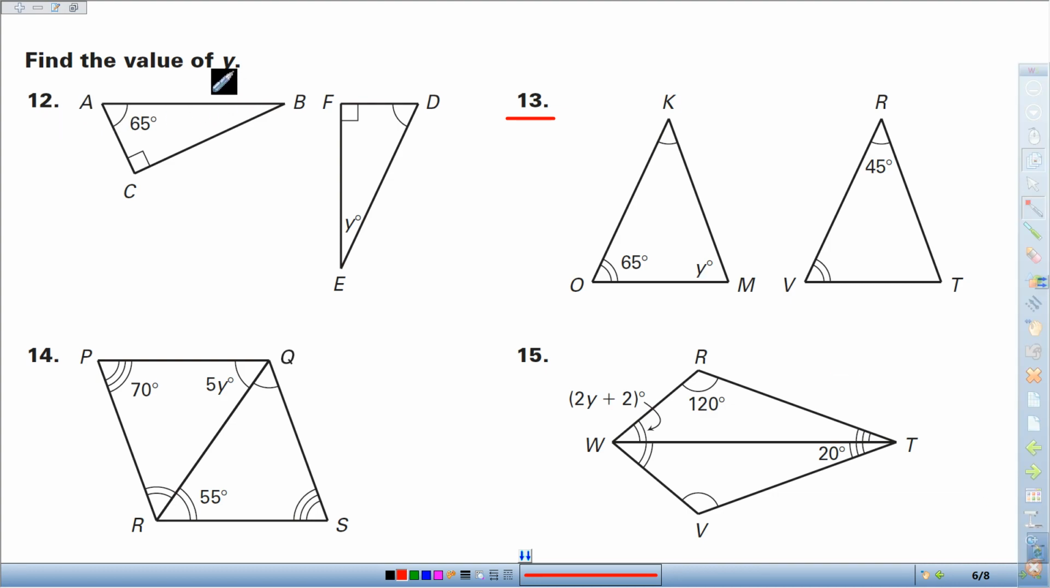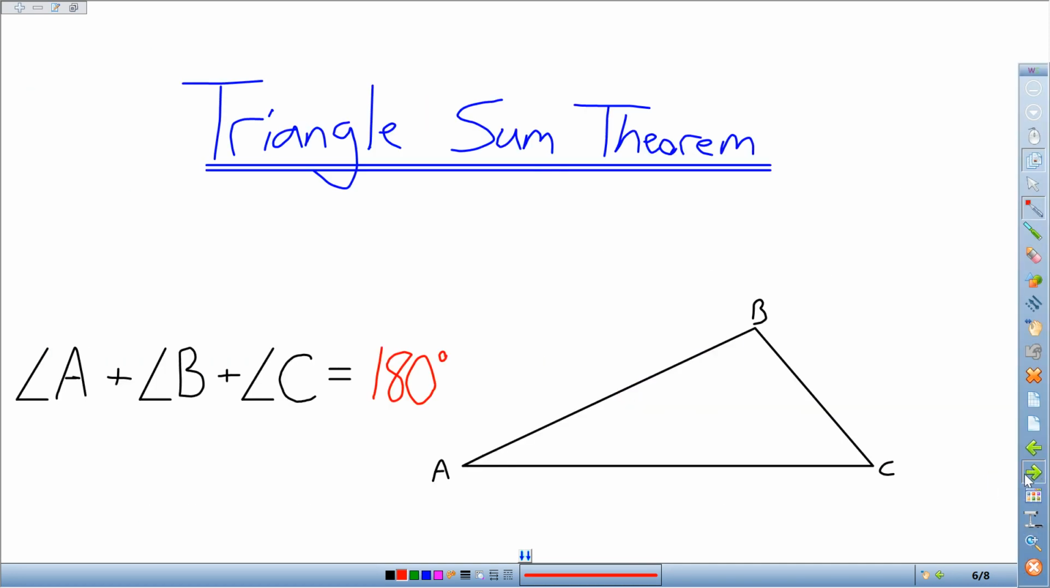Find the value of y. I'm taking a look at these problems and they're giving us the measure of some other angles, and y is an angle, and we're looking for it. This is where we need to recall the second thing we learned in the last lesson, the triangle sum theorem, that all three angles of a triangle equal 180 when added together. The three angles of a triangle add to 180, always.